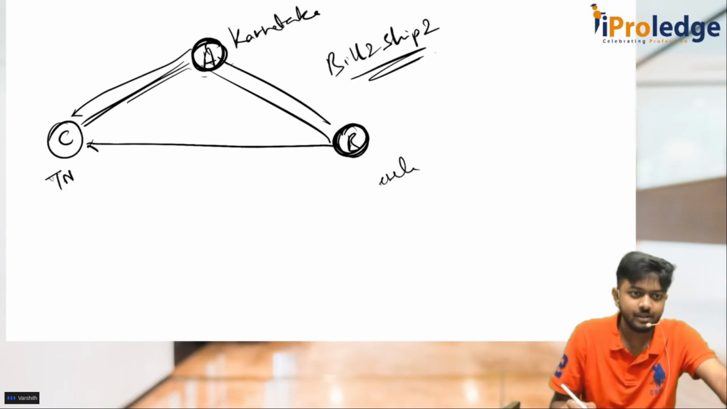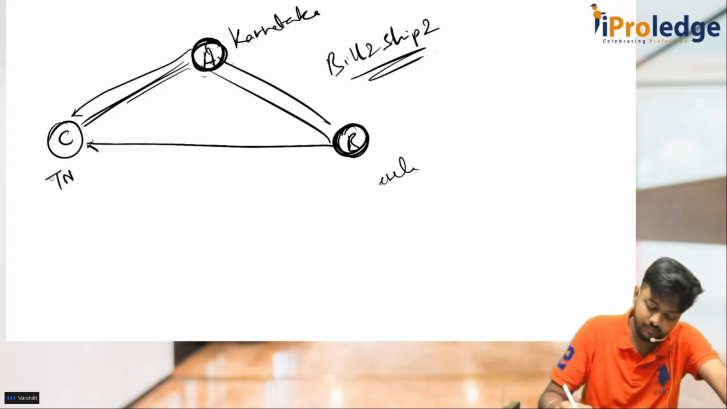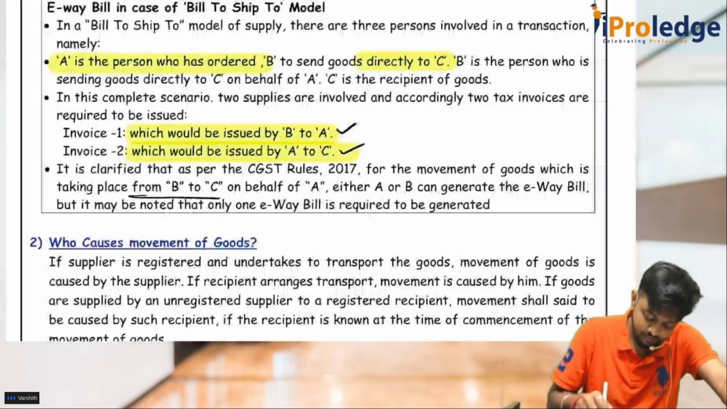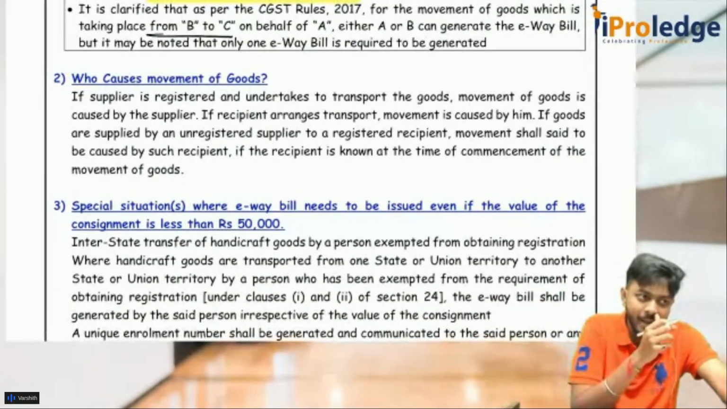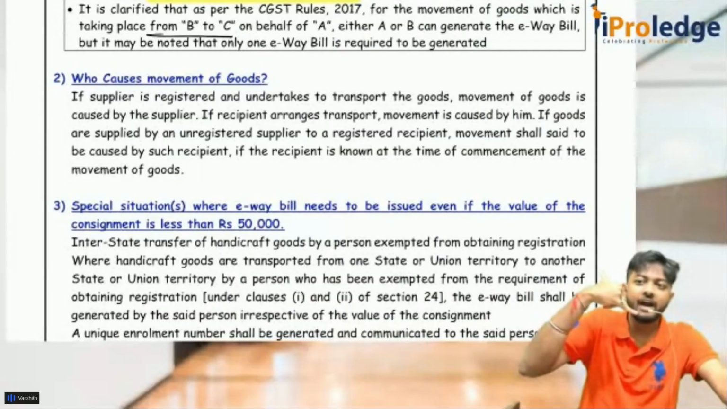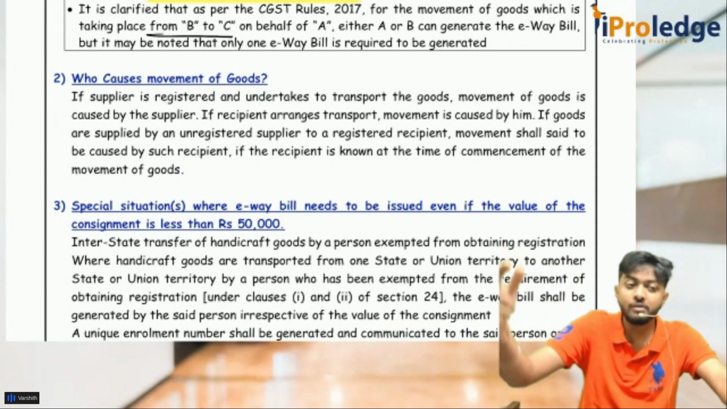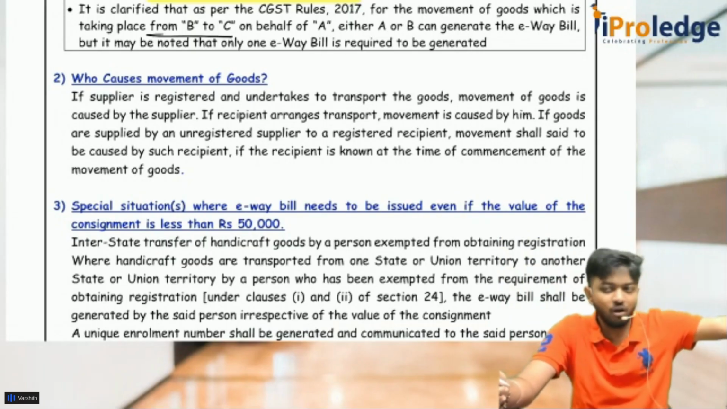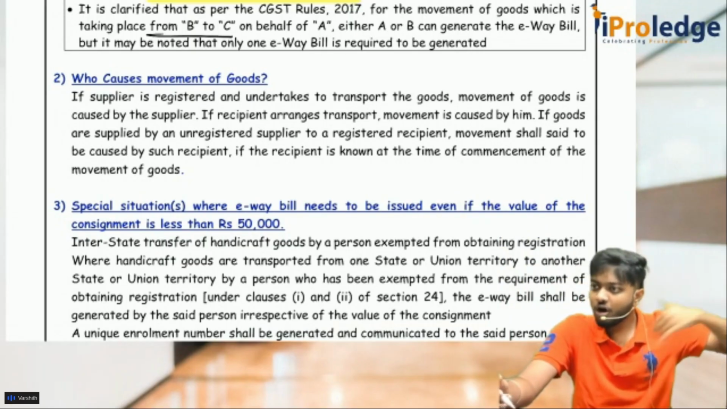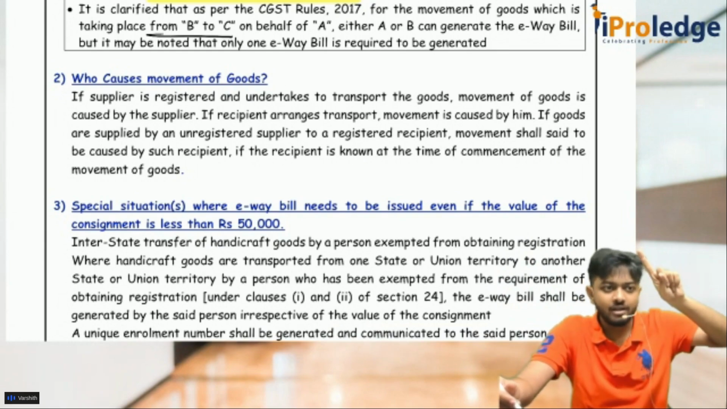Correct. If it exceeds 50,000, then e-way bill is required. All of you understood, no? Bill to ship to. What is happening? Either that guy who is sitting in Karnataka should generate the e-way bill, or the guy who is causing the movement. Who is causing the movement? Supplier of A. Either supplier of A should generate the e-way bill, or me who is sitting in Karnataka should generate the e-way bill, and one e-way bill is sufficient.